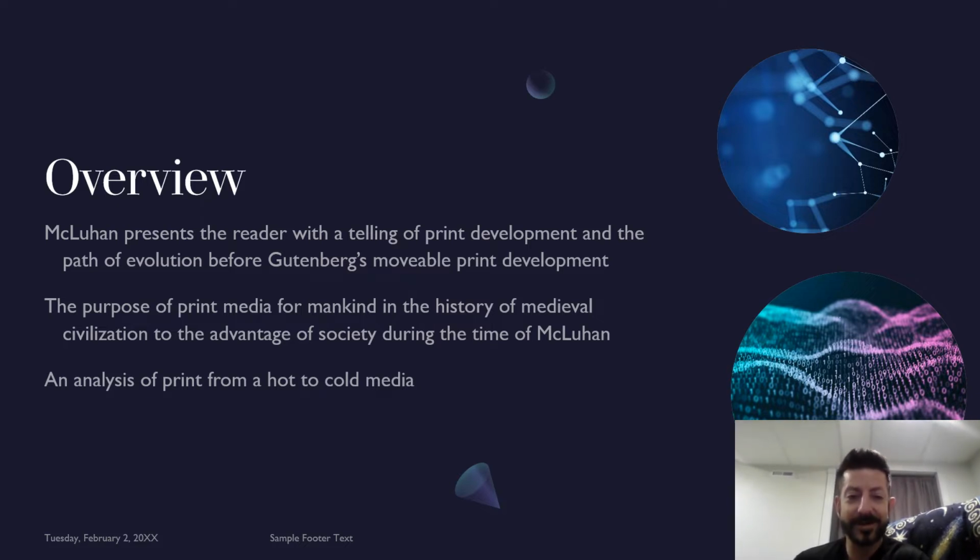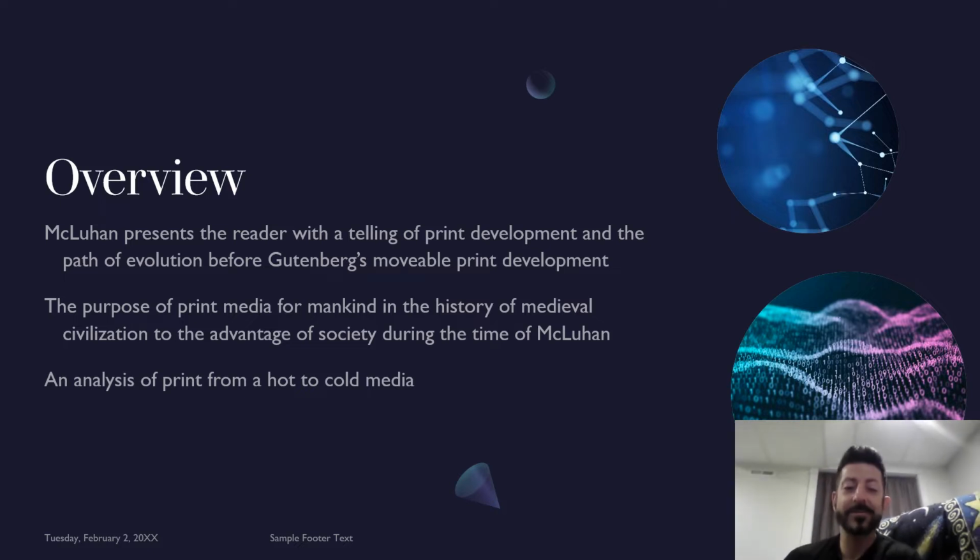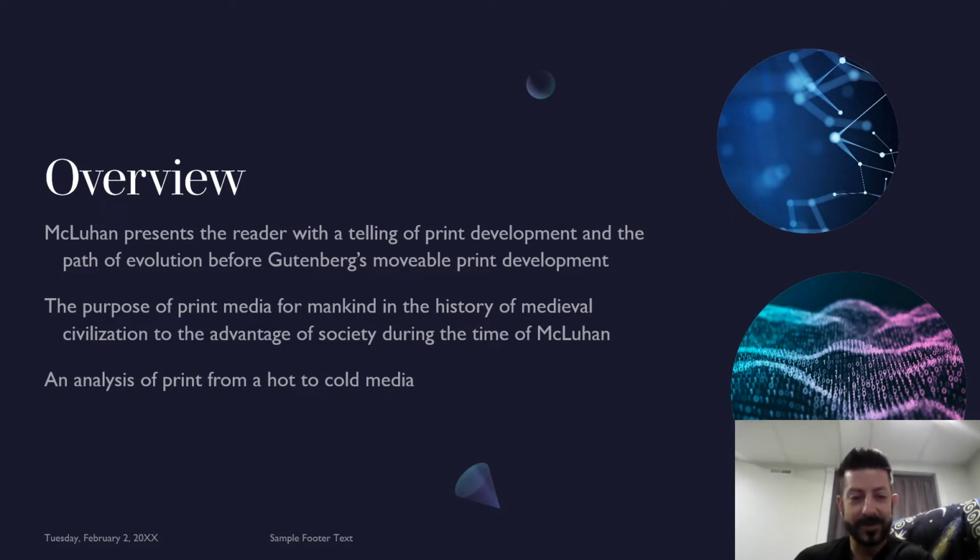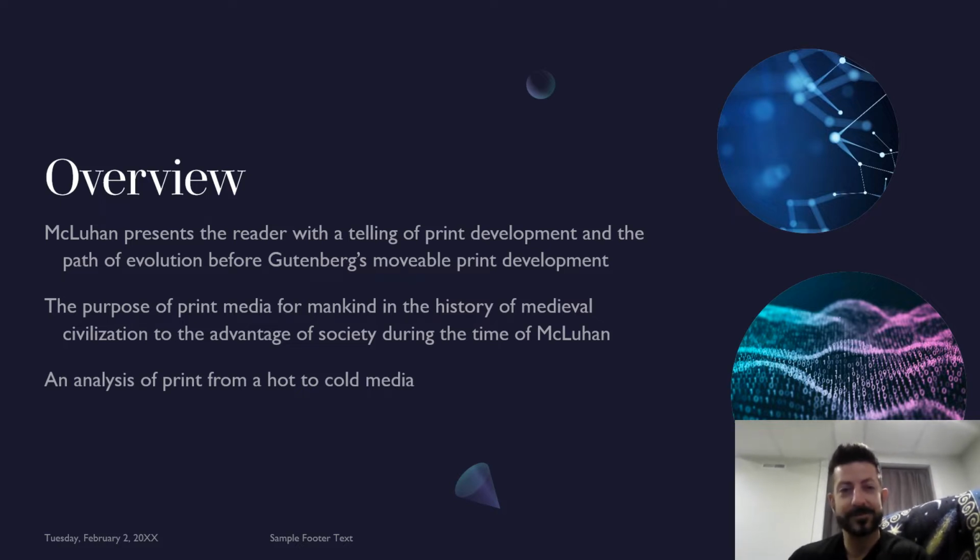presents the reader with a telling of print development and the path of evolution before Gutenberg's movable print development. I will talk about both of those in my presentation: the purpose of print media for mankind in the history of medieval civilization, to the advantage of society during the time of our author, McLuhan, and an analysis of print from hot to cold.